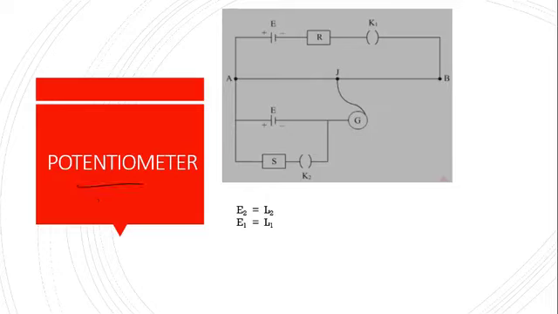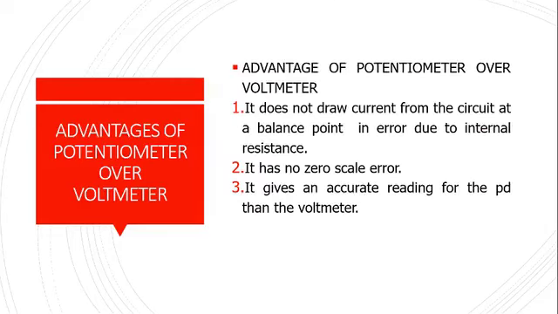Now this instrument you see right here is a potentiometer. In a potentiometer, we have the EMF in the first column, the length of the first column, the EMF in the second, and the length of the second column. Now, what are the advantages of a potentiometer over a voltmeter? A potentiometer does not draw current from the circuit at a balance point due to its internal resistance. Secondly, a potentiometer has no zero scale error. And thirdly, it gives a more accurate reading for potential difference than the voltmeter.